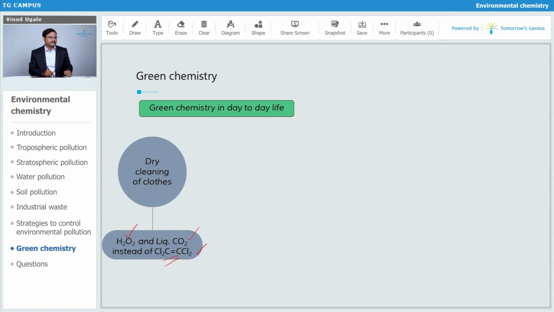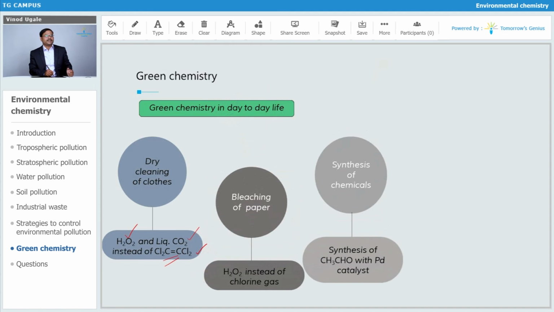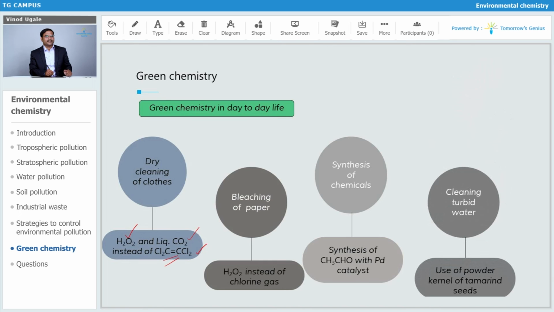Let's go for the second one, bleaching of paper. Instead of using chlorine gas, we can use hydrogen peroxide. For synthesis of chemicals, one example given is acetaldehyde, CH3CHO, which can be made using a palladium catalyst. The traditional method was responsible for producing a harmful chemical, but using a palladium catalyst, it is not going to produce a harmful byproduct. For cleaning of turbid water, we generally use alum, but the alum can again get converted into salts which give hardness to the water. Instead of that we can use the kernel of tamarind seeds. Okay, so these are some examples.